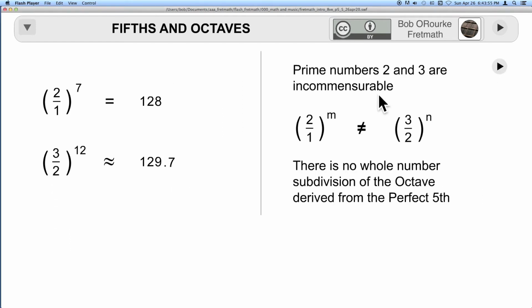2 and 3 are odd and even prime numbers. They're only divisible by themselves and 1. There's no whole number solution. No multiple power of an octave will ever equal a multiple power of a perfect fifth, and no ratio from the harmonic series will ever subdivide both of them.